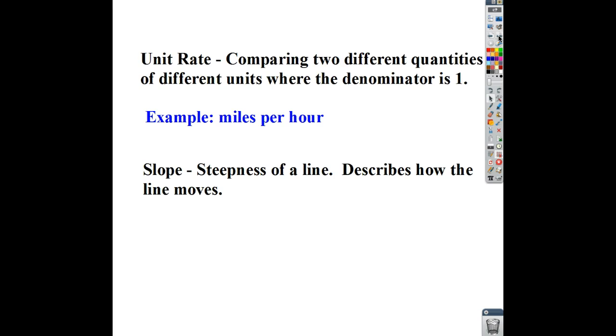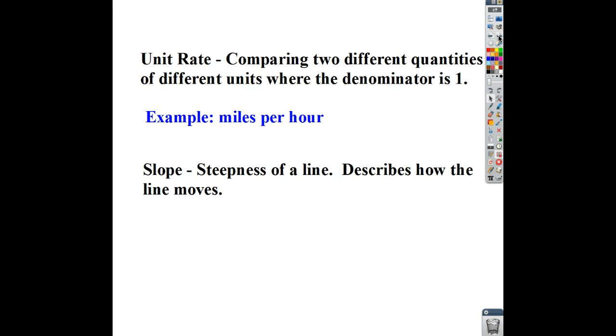So slope is sort of like the steepness of a line. Typically people talk about it when they're thinking about a hill or something, right? If it's real steep, it goes up a lot, right? It doesn't travel left and right very much. It's very steep when it goes up very much, okay? Or if you're at the top of something and looking down, it's very steep if it drops very quickly, okay? And then something is almost flat if it doesn't really drop at all, okay? And so then we're going to describe how the line moves.